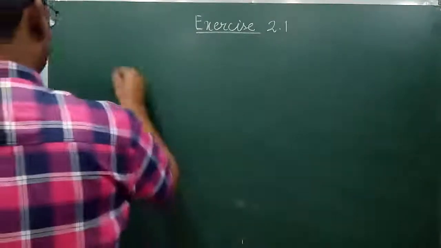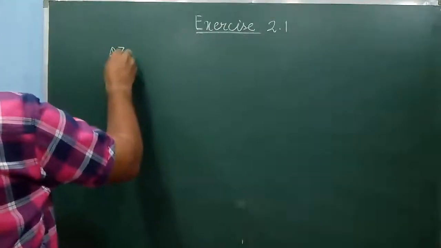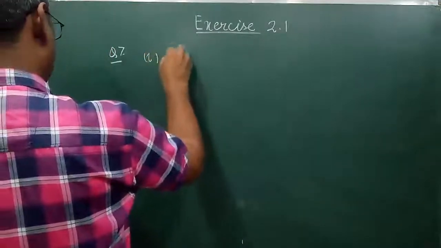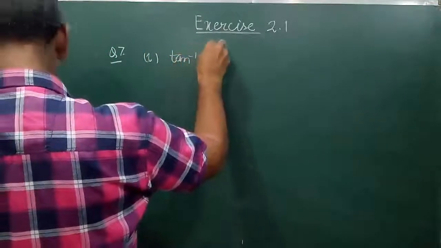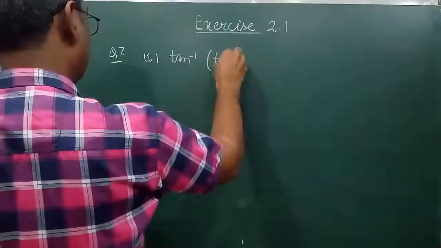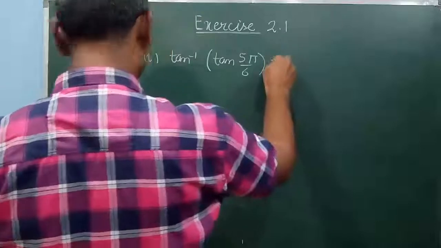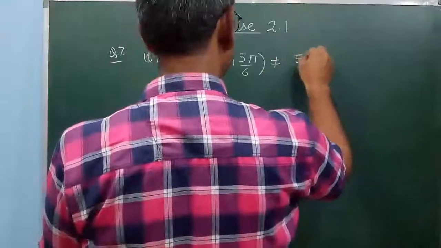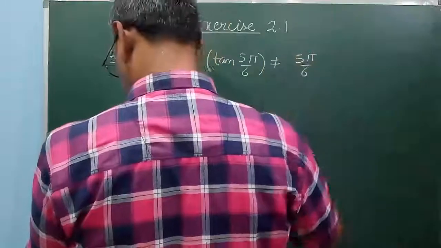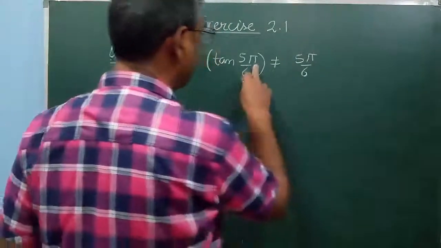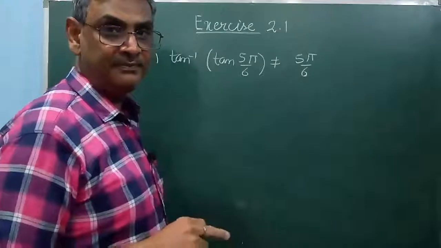Now see question number 7. Question number 7 says, first one, that tan inverse tan 5 pi by 6 is not equal to 5 pi by 6. What is its value?